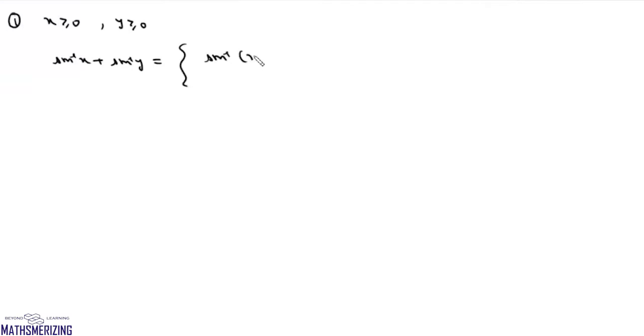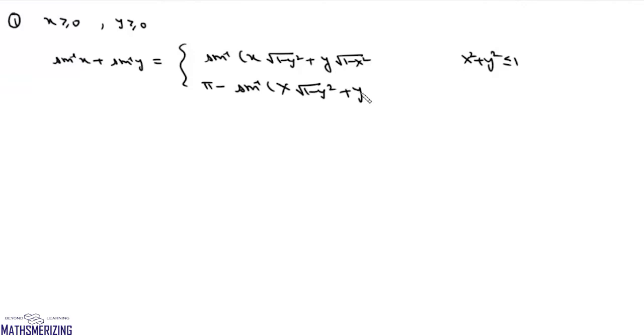sine inverse of x under root 1 minus y square plus y under root 1 minus x square if x square plus y square is less than or equal to 1, and it'll be equal to pi minus sine inverse of x into under root 1 minus y square plus y into under root 1 minus x square if x square plus y square is greater than 1.